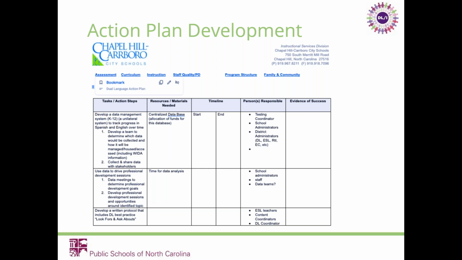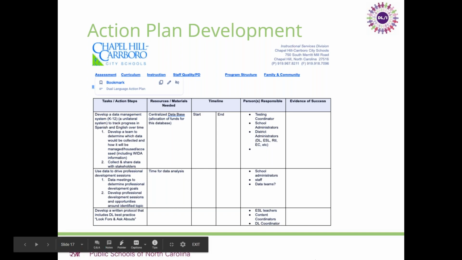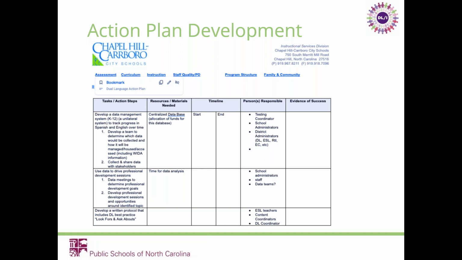So you can take a look at some of the action steps that we listed based on our self-assessment. Some of the tasks that we said we were going to do was to develop a data management system, K-12, a unilateral system to track progress in English and Spanish over time. And part of that process was going to include the development of a team to determine which data would be collected and how it would be managed, housed, and accessed. And it would include the WIDA information, because we knew that was an important component. And then to collect and share data with all stakeholders, and needed a process for doing that.